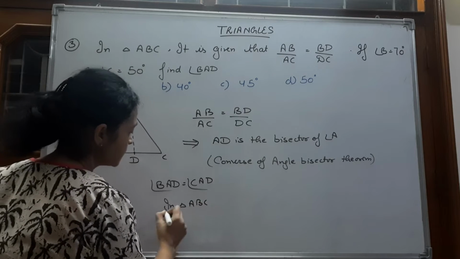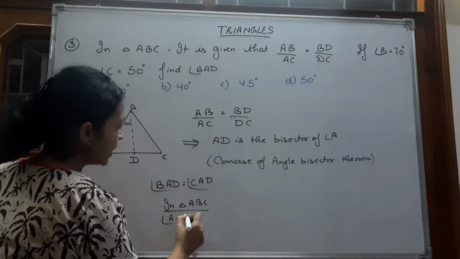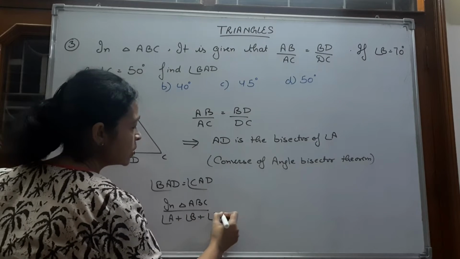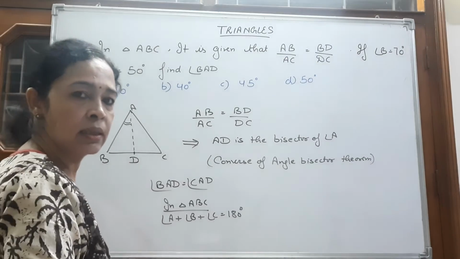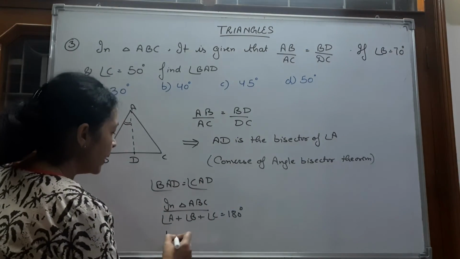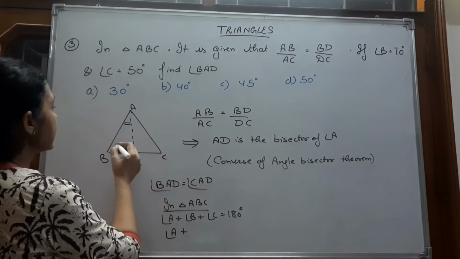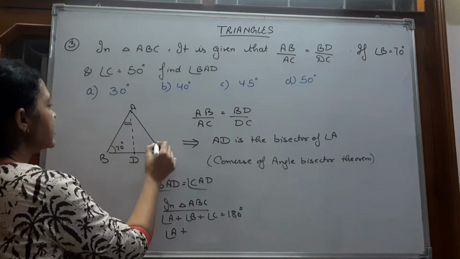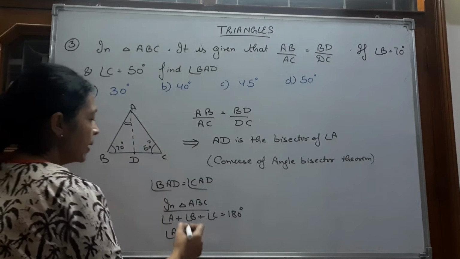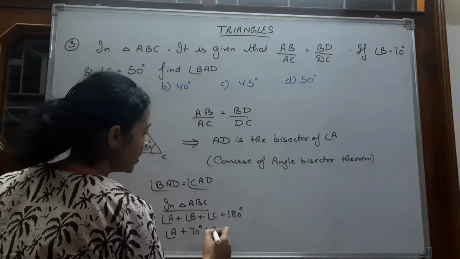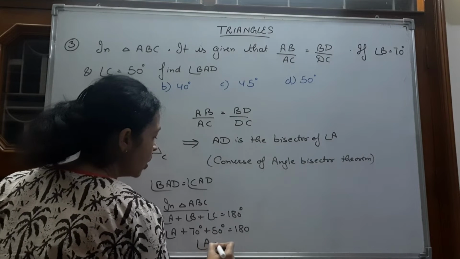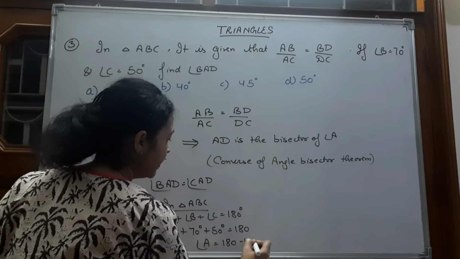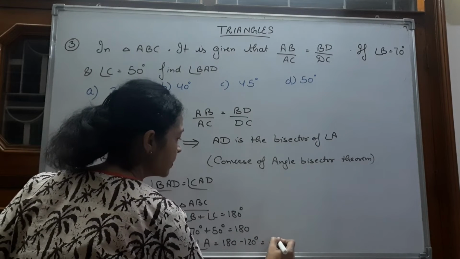Now, in our triangle ABC, angle A plus angle B plus angle C equals to 180 degrees. Sum of all the angles of a triangle is 180 degrees. Angle A plus angle B is given 70 degrees and angle C is 50 degrees. 70 degrees plus 50 degrees equals 120, and angle A is 180 minus 120, that is 60 degrees.